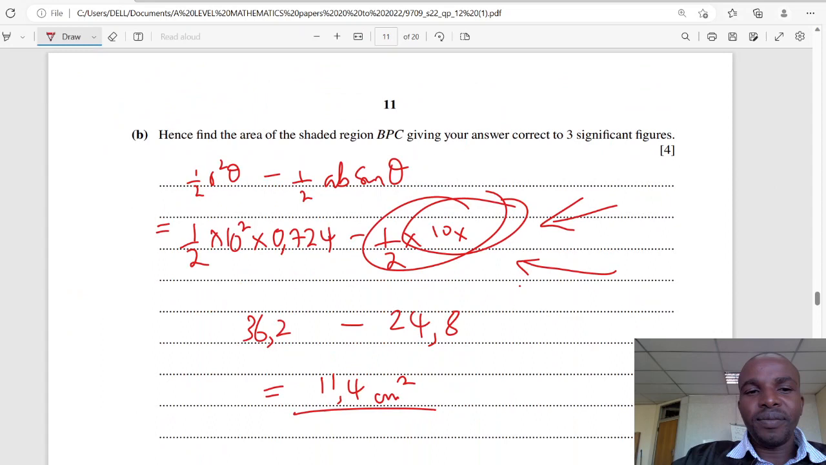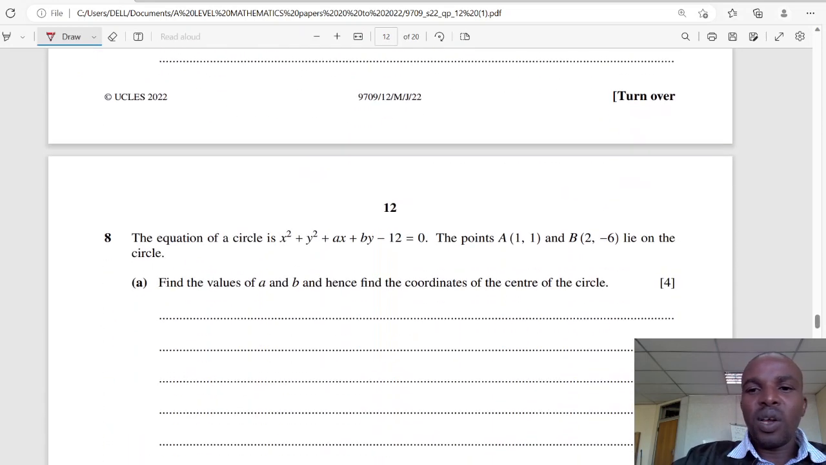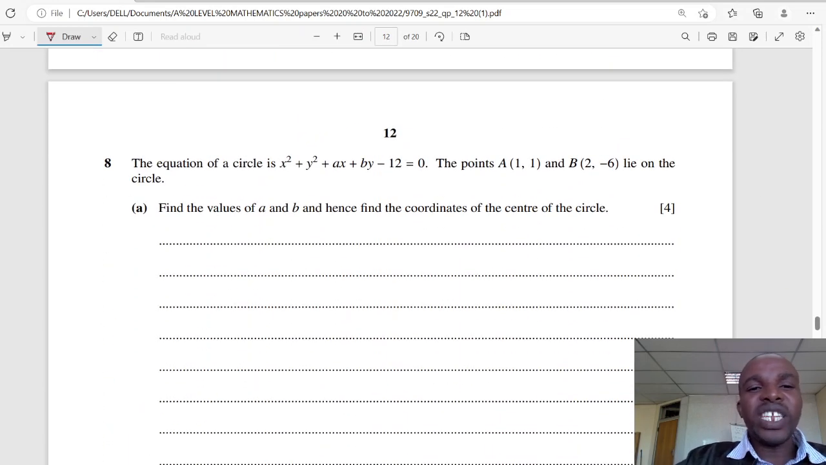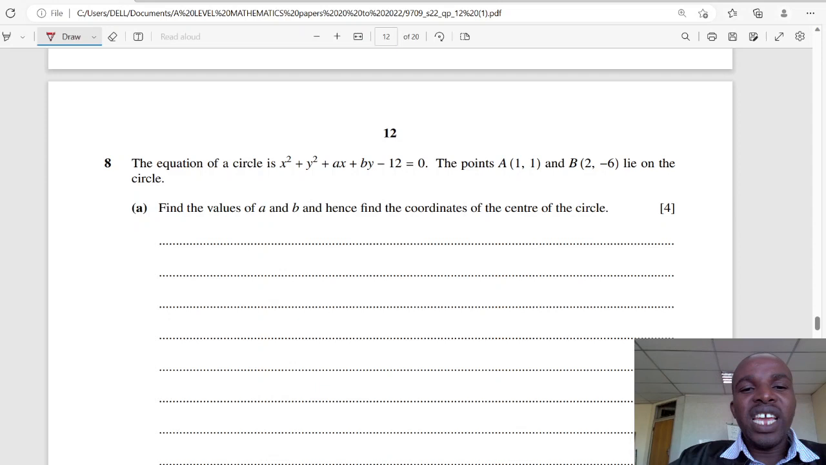Then next, question number 8. The equation of a circle is x squared plus y squared plus ax plus by minus 12 equals 0. The points A(1, 1) and B(2, -6) lie on the circle. Find the values of a and b, and hence find the coordinates of the center of the circle. Right, if these points lie on the circle, it means they satisfy the equation of the circle. It means x equals 1 and y equals 1, and x equals 2 and y equals minus 6.